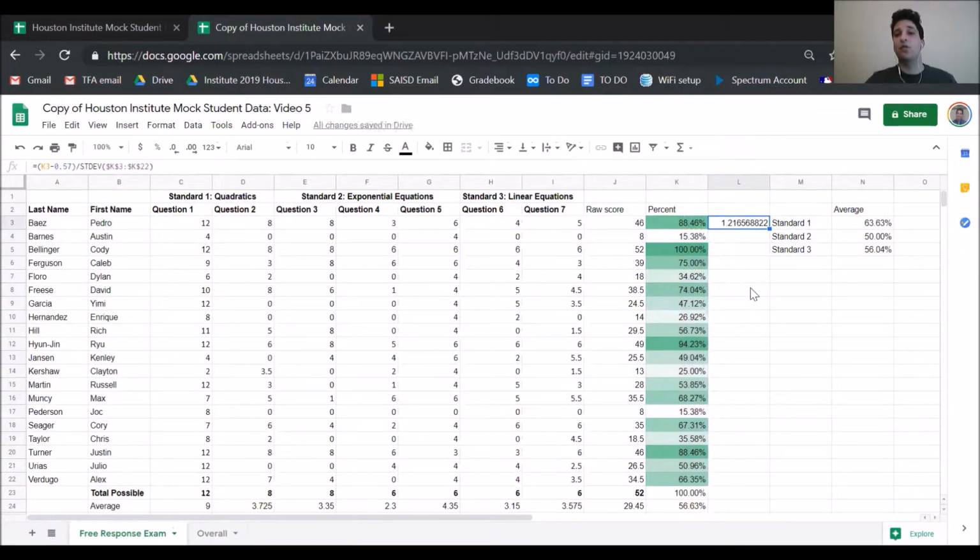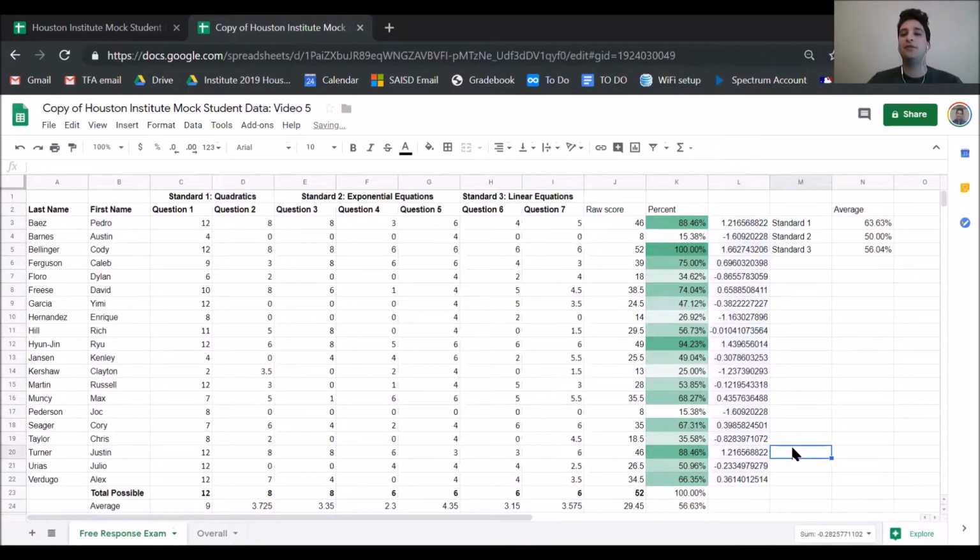I got this number right here, 1.22 about. That means that he was 1.22 standard deviations above the mean. So I'm going to drag this down. And we see here a range of scores, 1.22 above the mean, 1.6 standard deviations below the mean, 1.7 standard deviations above the mean, etc.